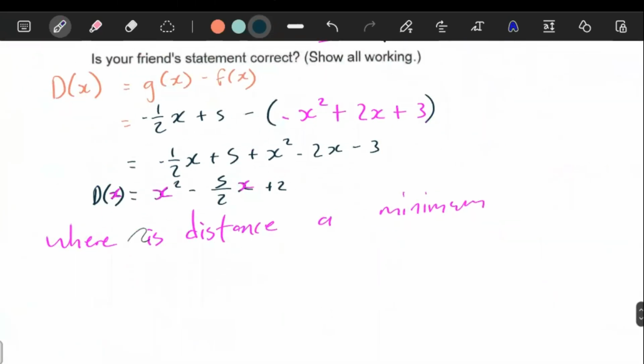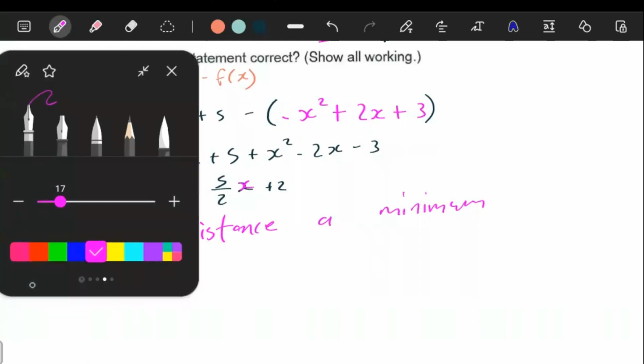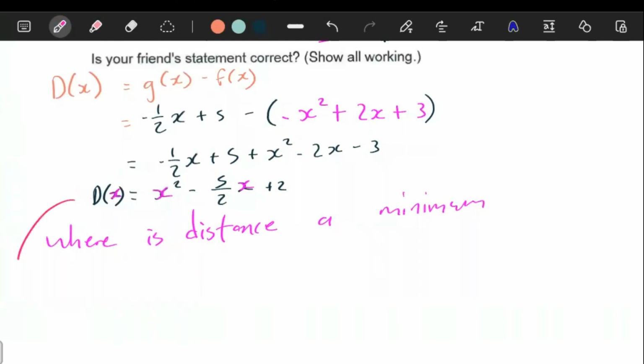For you to find out where the distance is a minimum, we have to get the x value where the distance is a minimum. To get that x value, we're going to have to use the first derivative and make it equal to 0, because whenever you need to get the minimum or the maximum of something, you differentiate it and make it equal to 0. So let's do that. This is going to be 2x minus 5 over 2. 1 times this is going to be that, and then this falls away. Make this equal to 0.